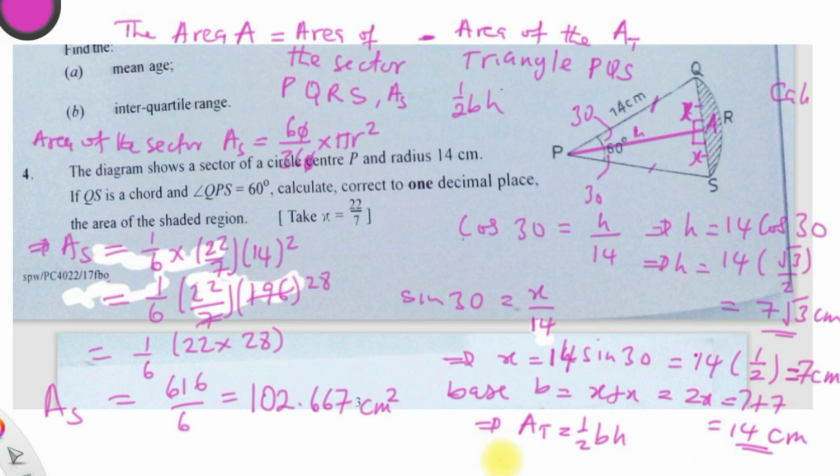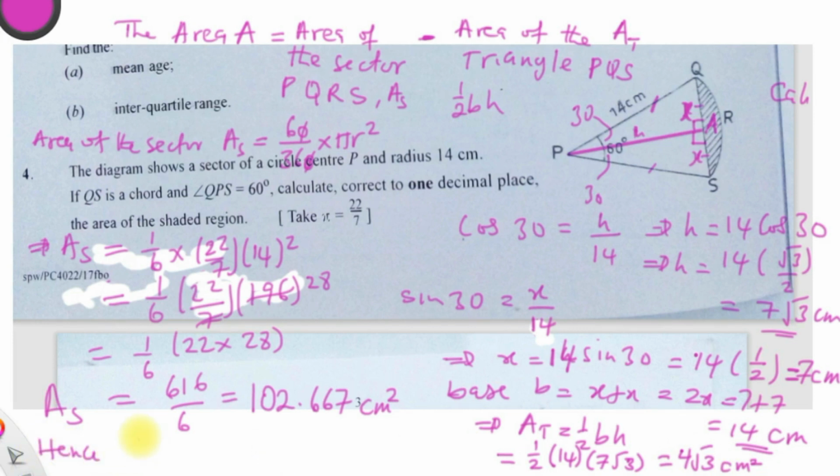So this is equal to 1 over 2, and then the base is 14, times 7 root 3. So 2 goes into 14, 7. So this one is 7. 7 times 7 is 49. You get 49 root 3. This is the area of the triangle, in centimeters squared.